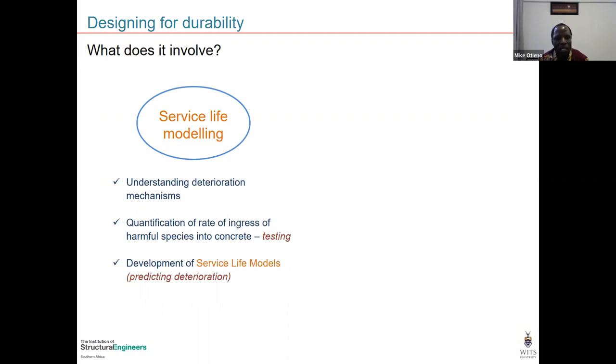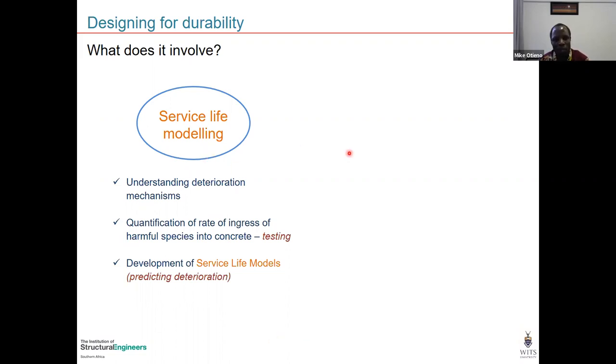Then ultimately, service life modeling results in the development of service life models. And this is what is most important. And these are used for predicting deterioration. When you talk about predicting deterioration, we are predicting either the rate of deterioration or a degree of deterioration. So these two are what these service life models help us to do. So that's on the one leg of durability design.